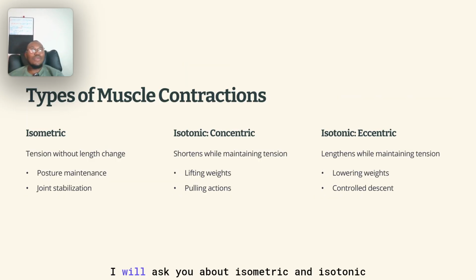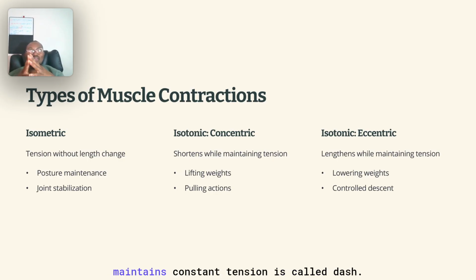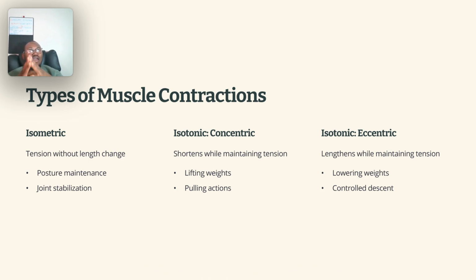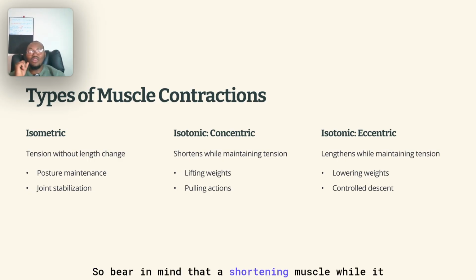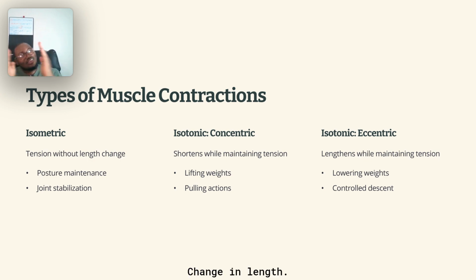Do you understand? Also, I will ask you about isometric and isotonic contraction. A question like shortening a muscle while it maintains constant tension is called dash. Constant tension, that is what we call isotonic contraction. Now we are trying to differentiate between isometric and isotonic. So bear in mind that shortening a muscle while it maintains its constant tension is isotonic. But for isometric, there is tension without changing length. But for the other one, there was a change in length because we shortened it.